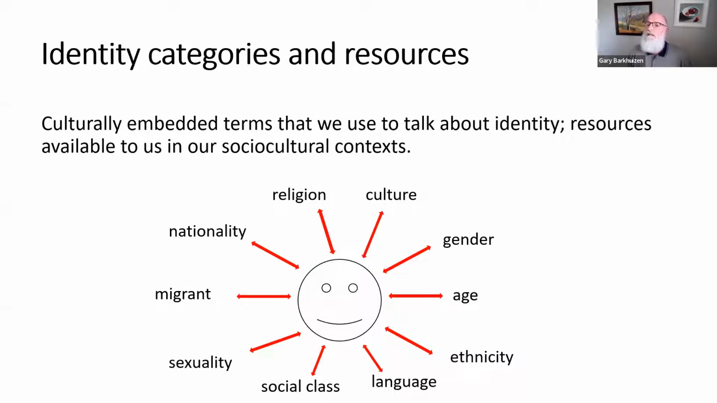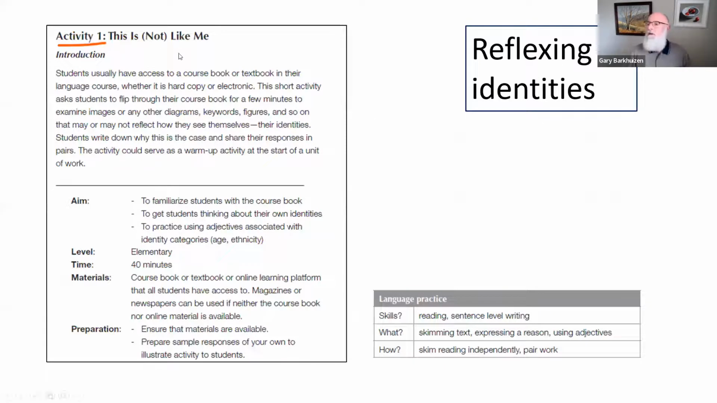So I'll just show you a couple of examples of how identity can be the focus of communicative language activities in the classroom. That's the point of this part of my presentation. So have a look at this one. This is activity 1, the very first activity in the book. I'll just go through it a little bit slowly, and then I'll show you one more activity, and I can zip through that one. So each activity has a little introduction.